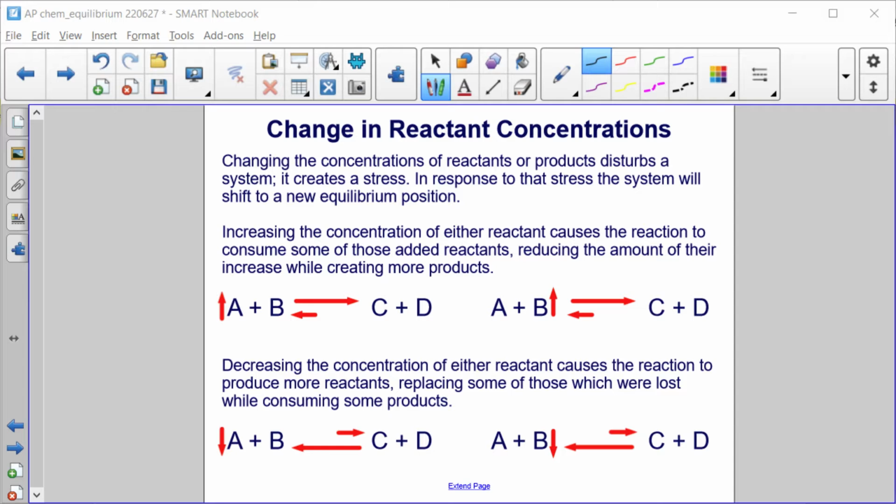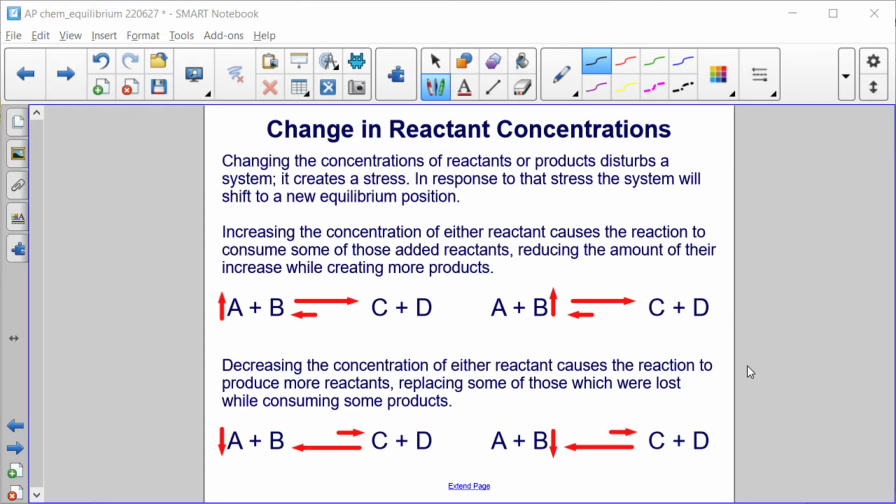Increasing the concentration of either reactant, in this case, causes the reaction to consume some of those added reactants, reducing the amount of their increase while creating more products. So if I increase the concentration of either reactant A or reactant B, the equilibrium will shift towards the products. So we'll consume some of this added reactant to produce more products.